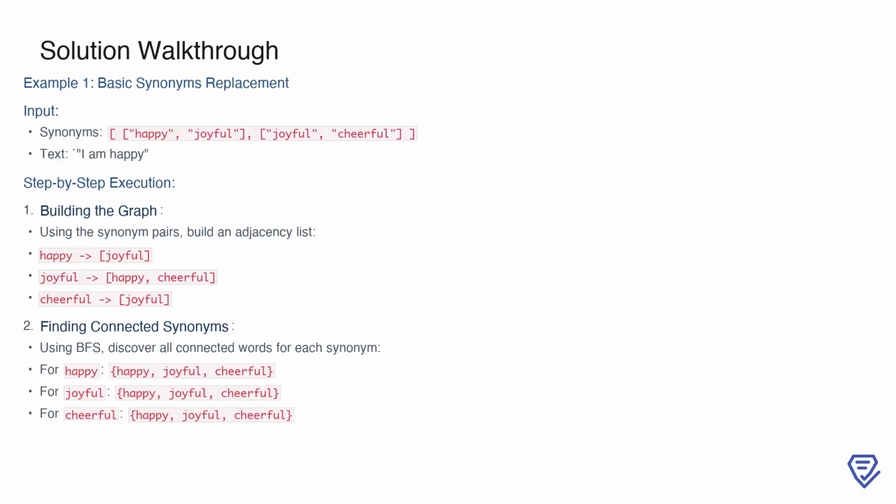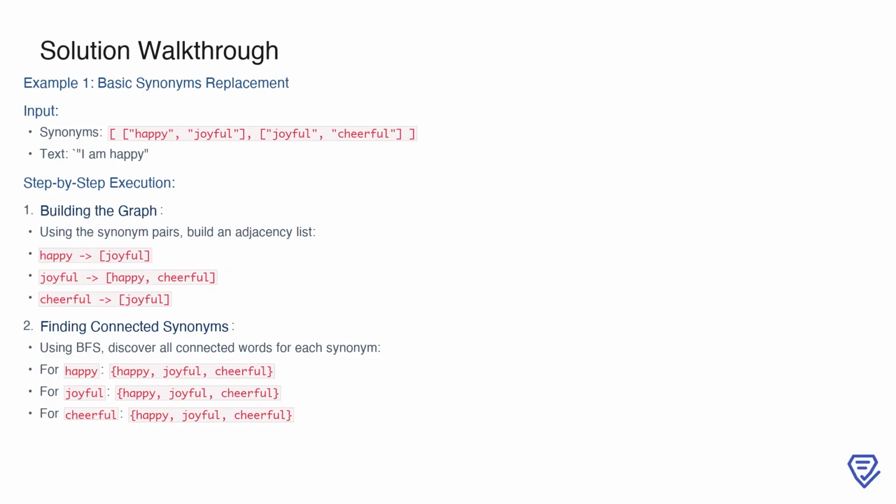In this example, we are starting with a basic set of synonyms and a simple sentence to understand how the solution works. The input provides two synonym pairs, happy and joyful, and joyful and cheerful. First, we need to build a graph representation of these relationships. Using an adjacency list, we connect each word to its direct synonyms. For example, happy is connected to joyful, joyful is connected to both happy and cheerful, and cheerful is connected back to joyful. This graph will help us understand the relationships between the words.